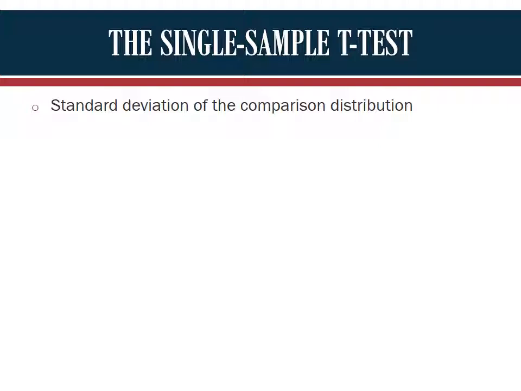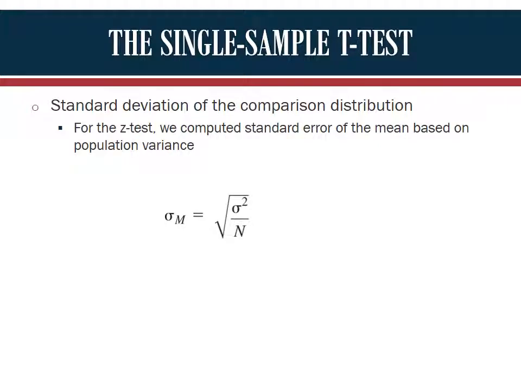All right, so, standard deviation of the comparison distribution. Remember, for the z-test, last week and the week before, we computed standard error of the mean based on population variance. So we use this equation here: sigma sub m equals the square root of sigma squared over n. We talked about how sigma squared is population variance, but when we're doing a single sample t-test, the whole reason we're doing the t-test instead of the z-test is because we don't have population variance. So we don't have this piece of the standard error in a t-test, which means that we cannot use this equation to calculate the standard deviation of the comparison distribution for the t-test.